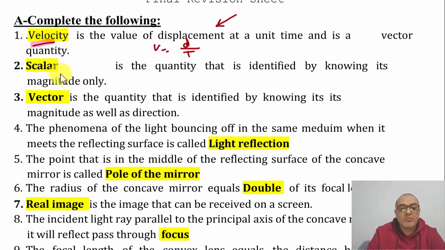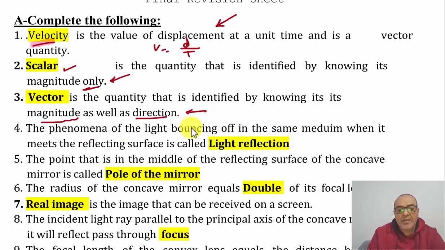Let's move to number 2. Scalar quantity is a quantity that is identified by knowing magnitude only. Here we said magnitude only, so it is a scalar quantity. While vector is a quantity that is identified by knowing its magnitude and direction. Let's make it obvious for you. The difference between a scalar and vector: scalar is magnitude only, while vector is magnitude and direction.